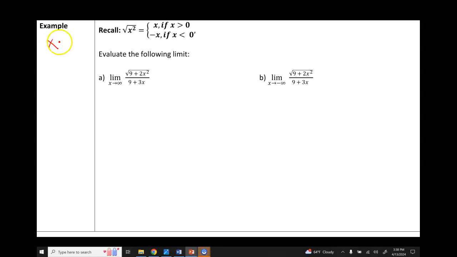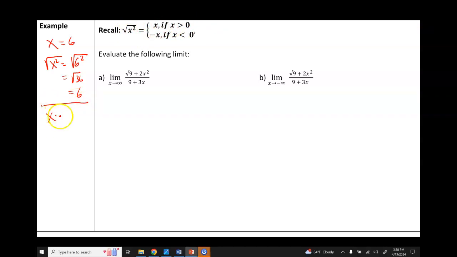Let's say that x was equal to 6. So then radical x squared is going to equal radical 6 squared, which is radical 36, and that just equals 6. So x is 6, and radical x squared is 6. So in this case, if x is greater than 0, then radical x squared just equals x.